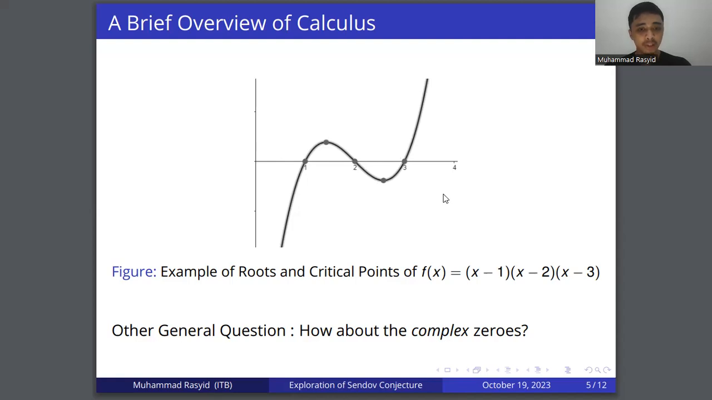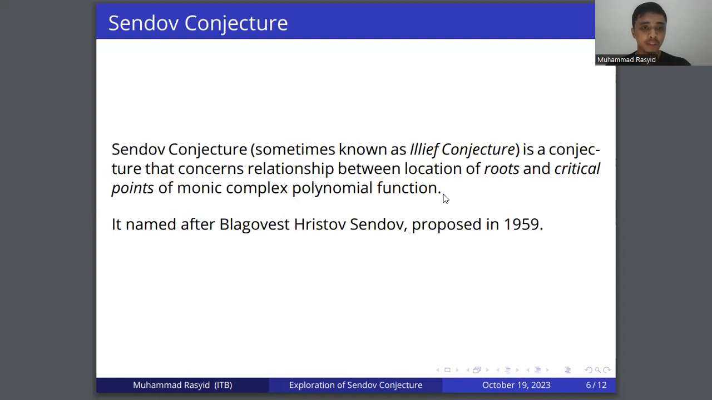We can ask another general question: how about the complex zeros, not the real ones? For complex zeros, there is a conjecture called Sendov Conjecture. Sendov Conjecture, sometimes known as Iliev conjecture, concerns the relationship between the location of roots and critical points of a monic complex polynomial function. It is named after Blagovest Sendov, who proposed it in 1959.